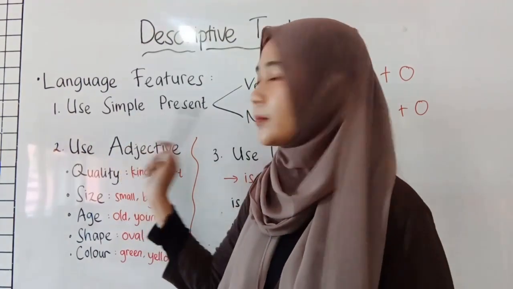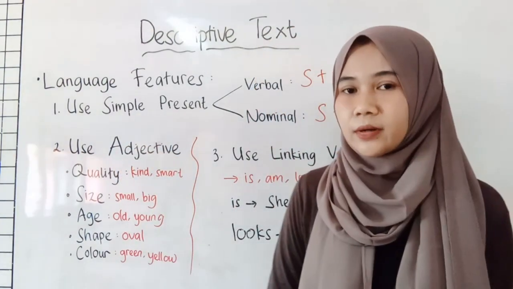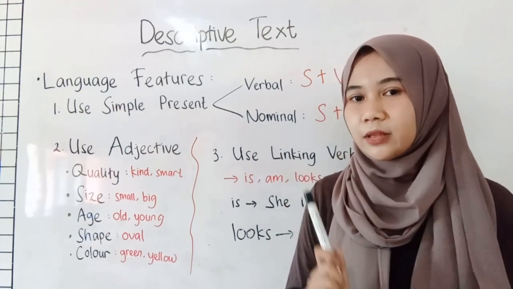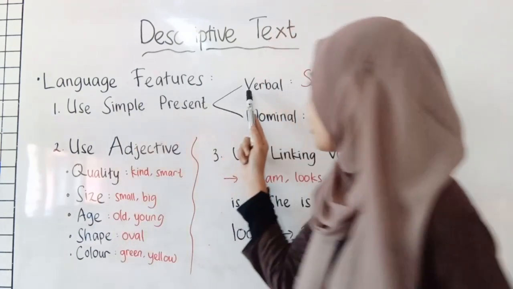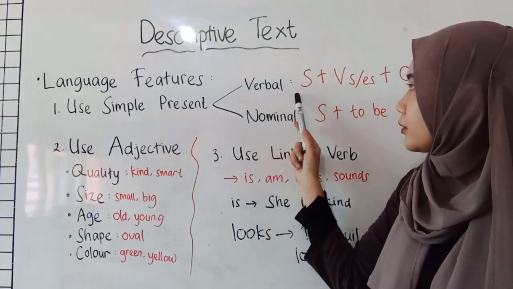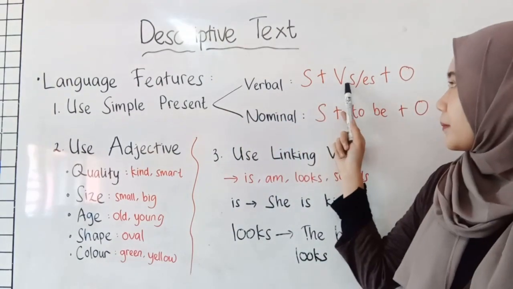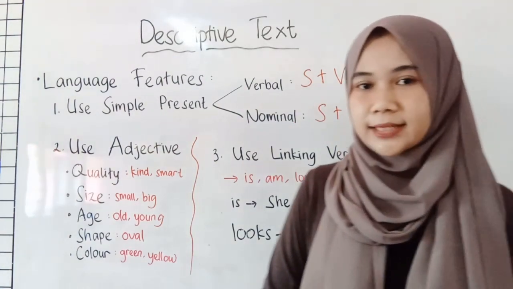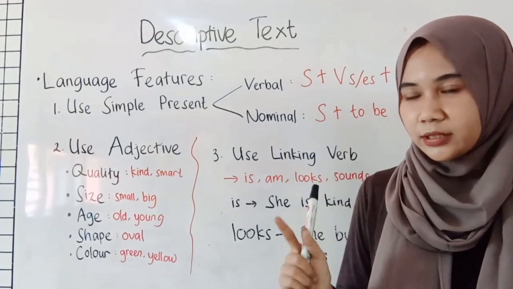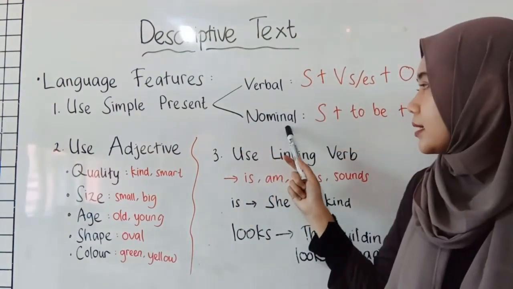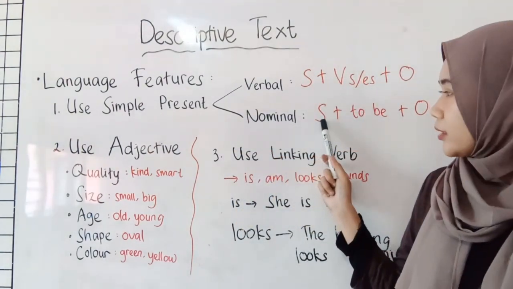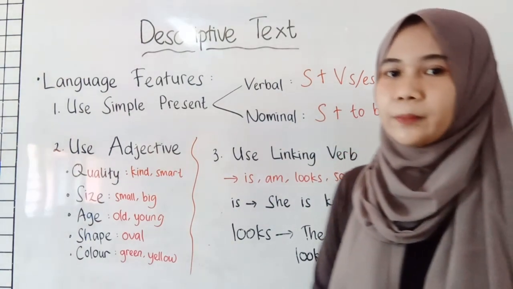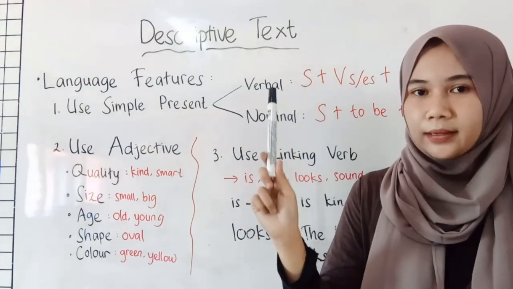First, use simple present tense. Do you still remember the rule of simple present tense? Okay, I will explain a little bit about simple present tense. For a verbal sentence, the rule is subject, verb with s or es added, and object. For example, she wears a green shirt. For a nominal sentence, the rule is subject plus to be plus object. For example, it is a small pen.